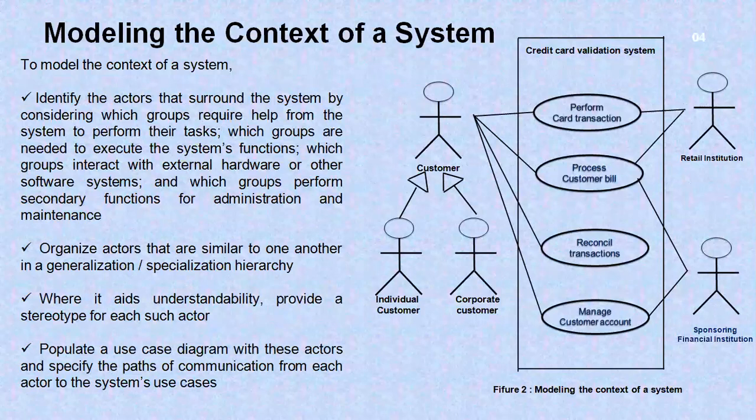Now, let us see the common modeling techniques. Modeling the context of a system. In any given system, some things will lie inside the system and some things will lie outside the system. That is clear. For example, if we take a credit card validation system, we will find things such as accounts, transactions, and fraud detection agents inside the system, and customers and retail institutions outside the system.